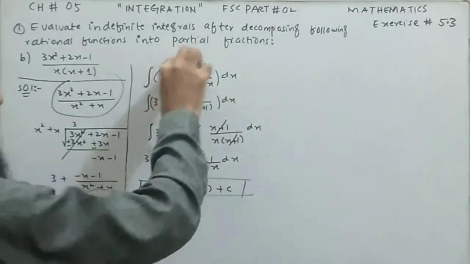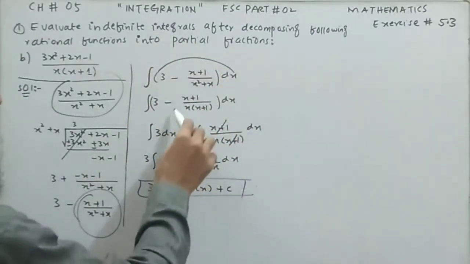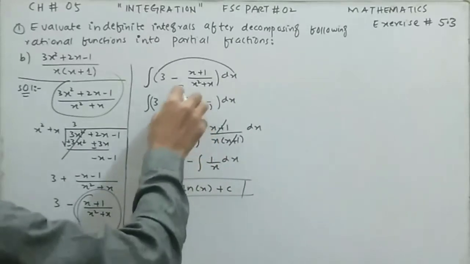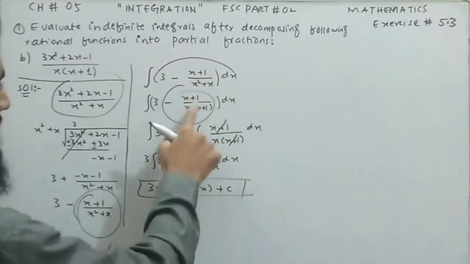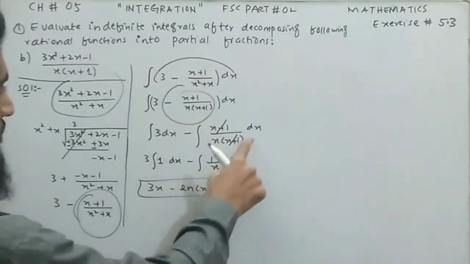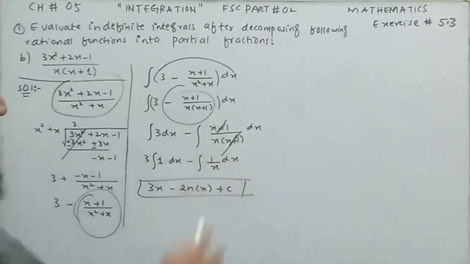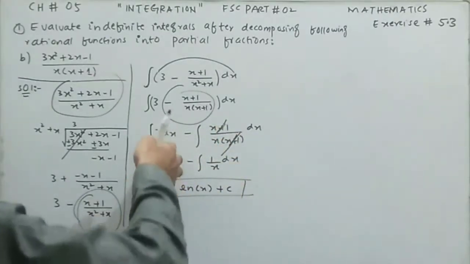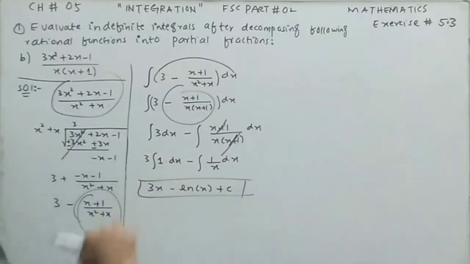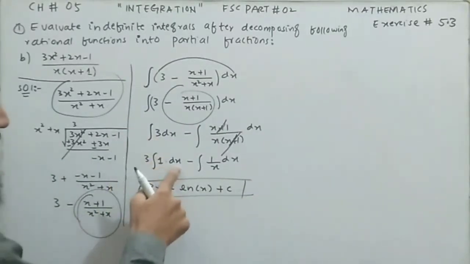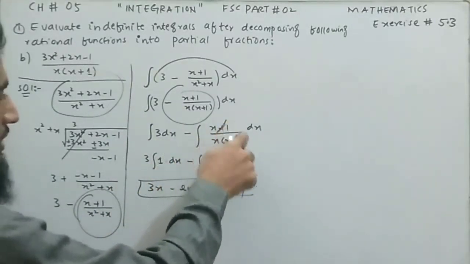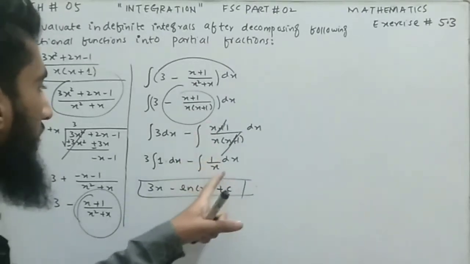So multiply 3 with dx, so it becomes 3 dx. And we take the integral of this term separately, so it becomes minus the integral of (x plus 1) over x into (x plus 1) dx. x plus 1 cancels out with x plus 1, we are left with 3. We will write 3 outside the integral because this is a constant. Inside we are left with 1 into dx minus, so x plus 1 cancels out with x plus 1, we are left with 1 over x into dx.